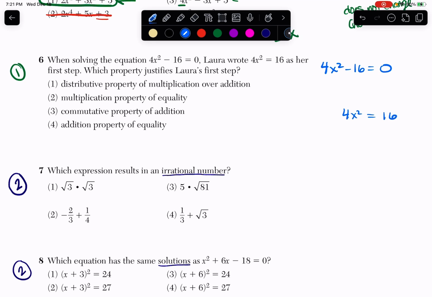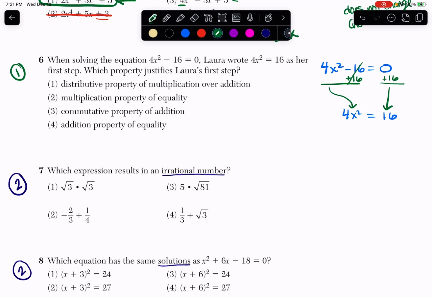What I'm noticing is that the 4x squared did not move, but the 16 switched sides. So I'm just going to do it on my own. It seems like she added 16 to the left side and the right side. We know this is an acceptable move because she kept her two expressions balanced. When she did this, she got 4x squared equals 16. So I know what she did is she added on both sides.